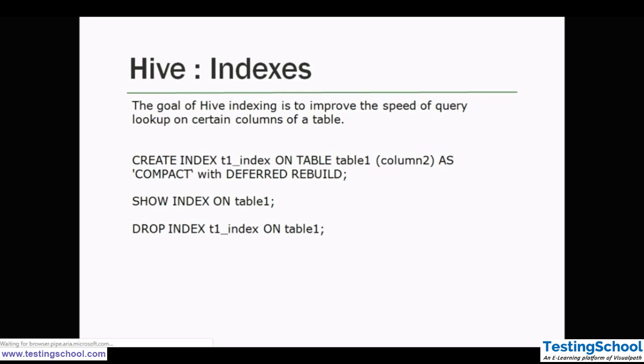It is how the schema of an index query is defined. In a similar manner, you can show the indexes on a particular table using show index on table 1. Then you can drop the index also: drop index, then the index name on table 1. So let's see how we can create our indexes in the Hive terminal.